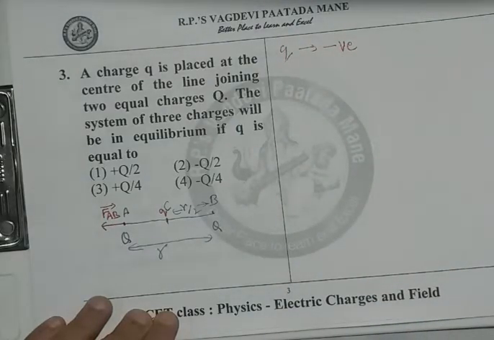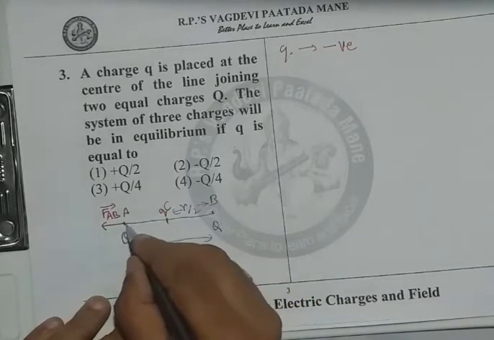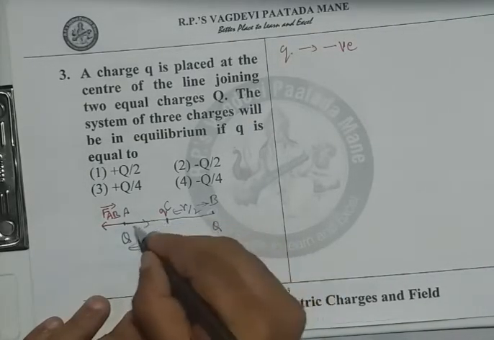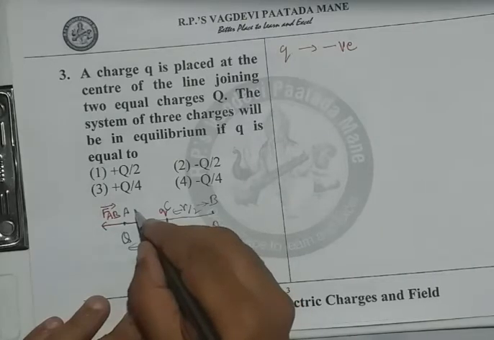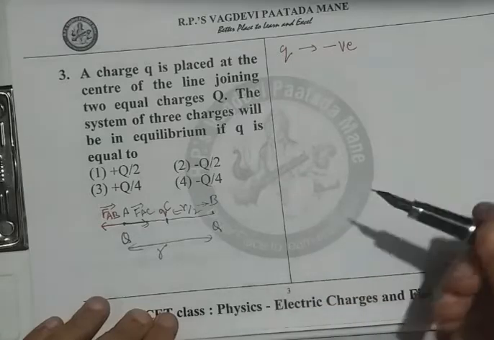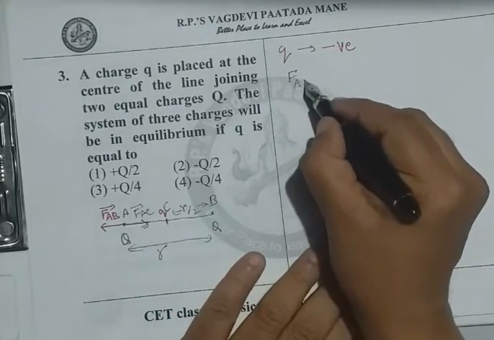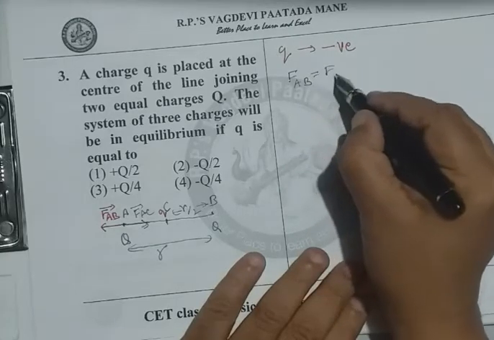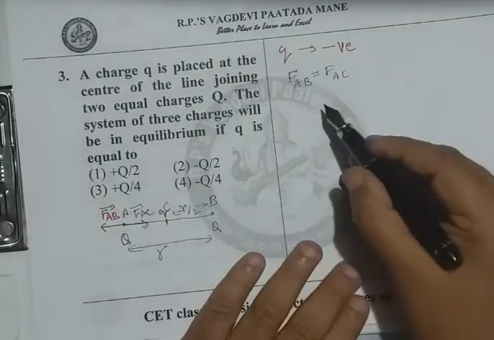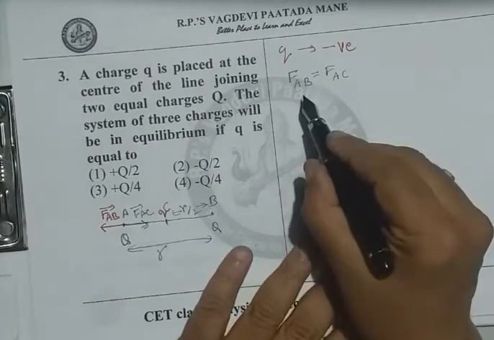Now, if I write the force due to q, the charge at C, on charge A, I can write FAC. As the system of charges is to be in equilibrium, FAB should be equal to FAC in magnitude. Therefore, I write FAB equal to FAC. I am taking only magnitude because they are equal and opposite.